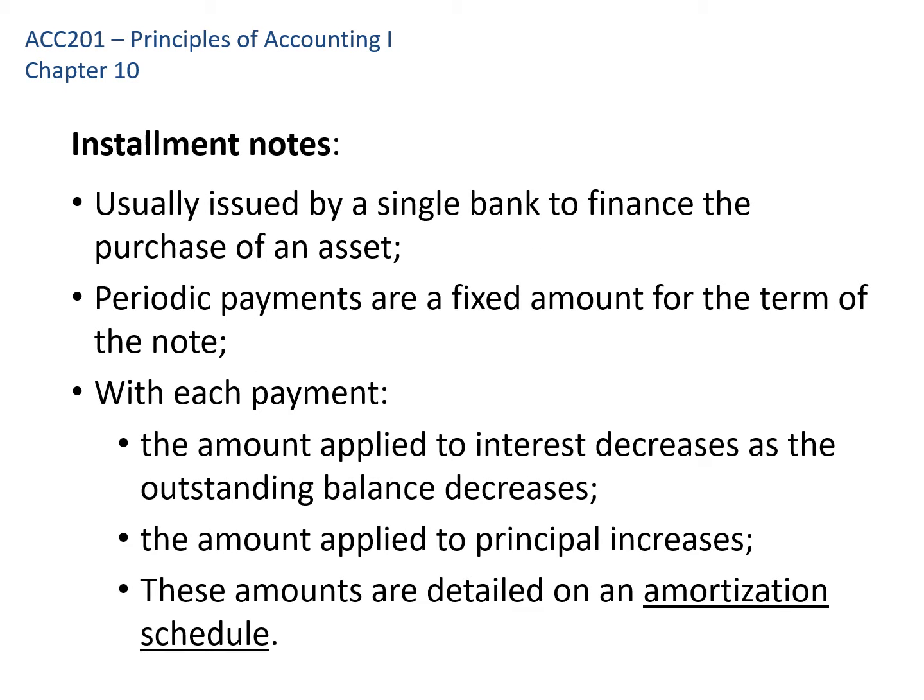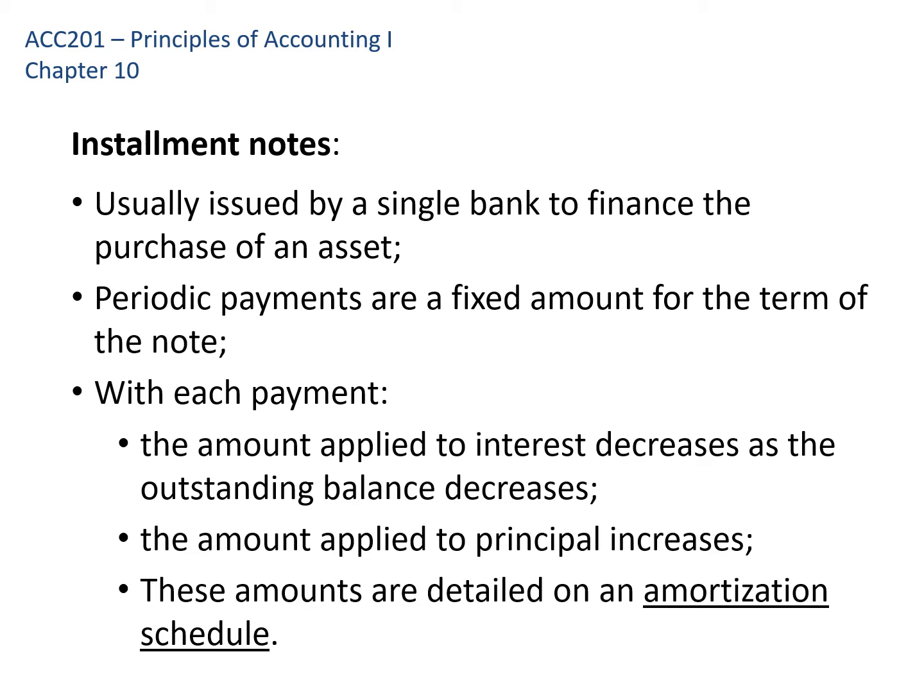So first of all, installment notes. That's usually issued by a single bank. So your business might go to Bank of America or Wells Fargo or a local bank to finance the purchase of an asset. And generally that asset is held as collateral for the loan. And you make payments over a period of time, over 3 years, 36 months, or 5 years, or whatever the length of time is that you negotiate for the loan. The bank then will tell you what the payment will be on that loan.